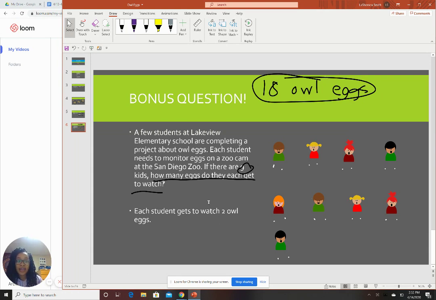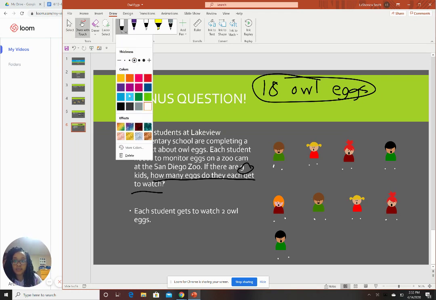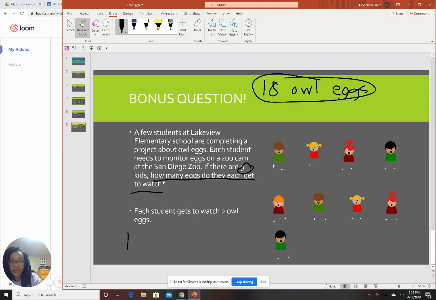So we had 18 eggs. 18, and we're going to use that division symbol that we've used, and we divided it to 9 kids, and they each got 2 eggs, okay? They each got to watch 2 eggs.